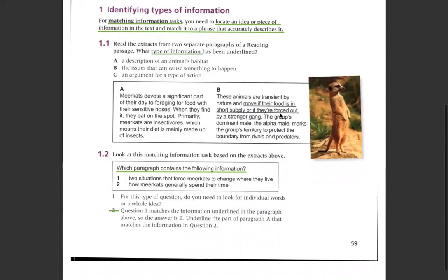Okay, so we have this little extract from a passage about this animal, which is a meerkat. Let's have a look at this underlined section here. I'd like you to just read this underlined section, and then I want you to decide what type of information it is. So is it A, a description of the habitat? Habitat is the place where the animal lives naturally. Is it B, issues that cause something to happen? Or C, an argument for a type of action? Quickly read this underlined sentence and then choose A, B, or C and type it in the chat box. So what type of information is this?